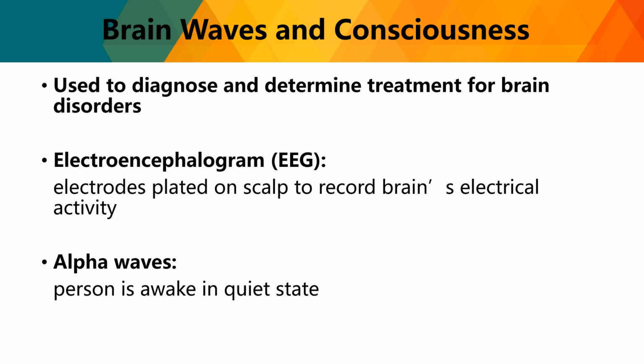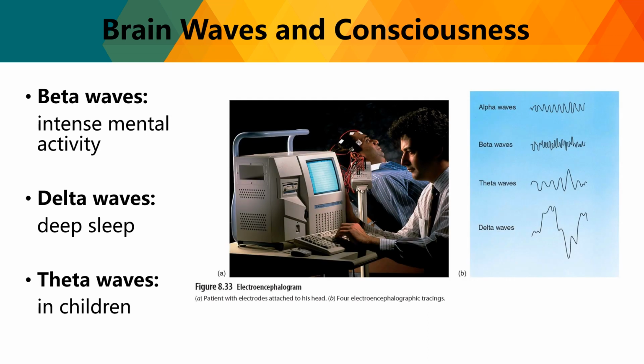So alpha waves are present when a person is awake in a quiet state. Next, you have your beta waves for intense mental activity. You also have your delta waves for deep sleep. And then for children, you have your theta waves.